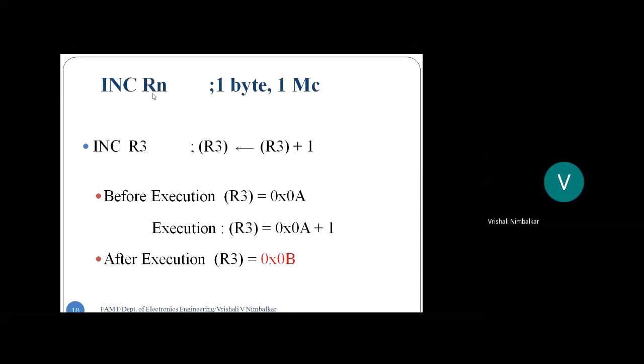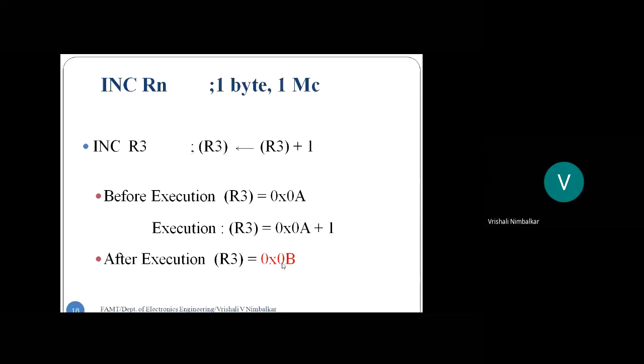Next, increment Rn, example: INC R3. It can be R0 to R7 or the B register. So INC R3: data from R3 incremented by 1, stored back in R3. 1 byte, 1 machine cycle. Suppose R3 is having A hex, A plus 1, what should be the answer? B. Before execution, A. During execution, what happens? Incrementing happens. And after execution, you get the result, B hex.